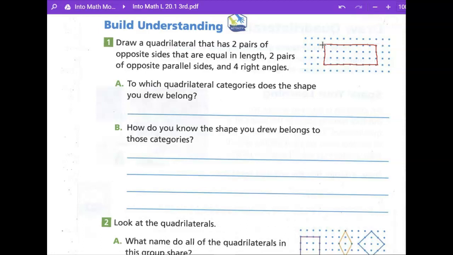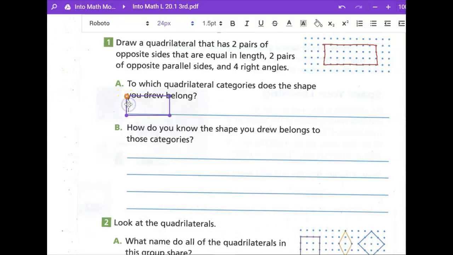Okay, it says to which quadrilateral category does this shape you drew belong? Well, we know it's what? What shape is it? It's a rectangle. Okay, put a comma. Does it have two parallel sides? So it's a parallelogram. And it can also be a trapezoid. Okay?